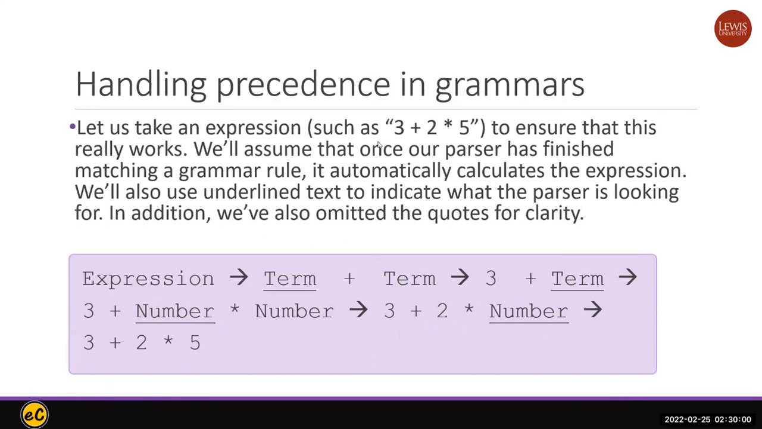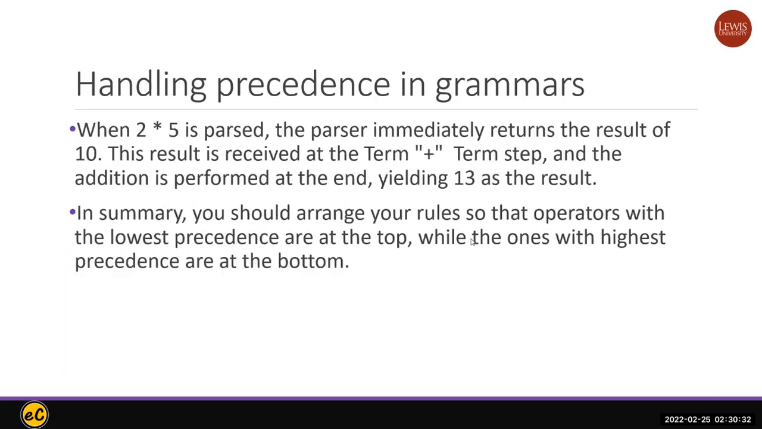So let's take the expression 3 plus 2 times 5. In 3 plus 2 times 5, 2 times 5 will be determined as a term first. So for this, you should use the term to group up 2 times 5. You should not use an expression for it. So basically you have expression equals term plus term, and 3 is a term. And the second term will be number times number, 2 times number. So you get 3 plus 2 times 5. So these are the rules.